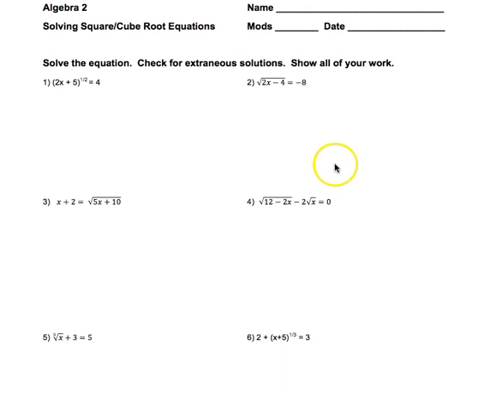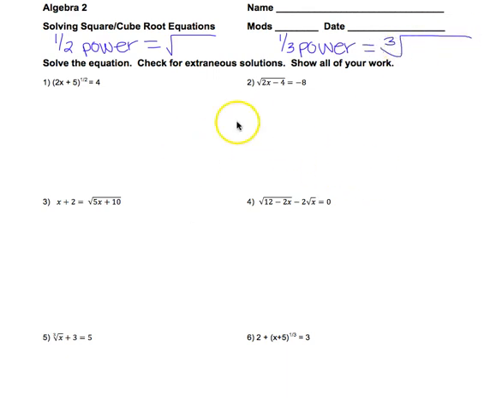So number one for this entire thing, remember that a 1/2 power is the same as a square root, and a 1/3 power is the same as a cube root. That's huge in understanding throughout this. Also, remember that we have to check for extraneous solutions to make sure that the answers that we're getting work.